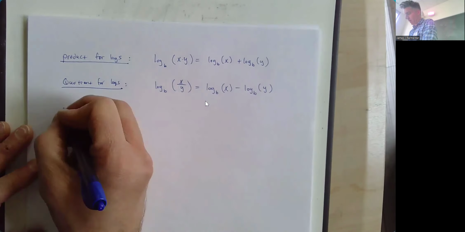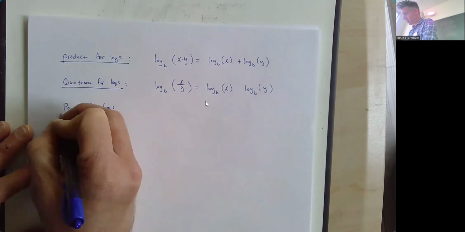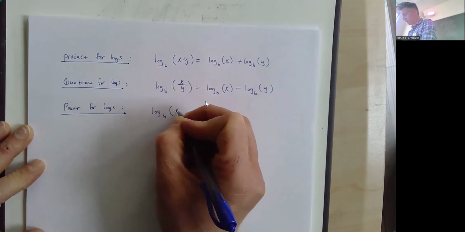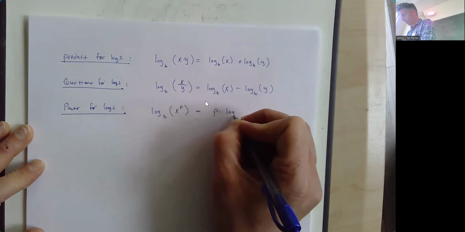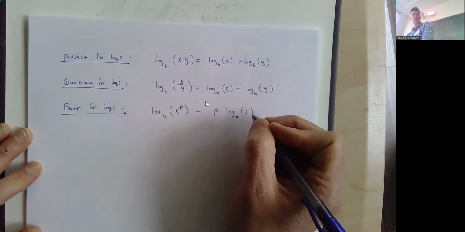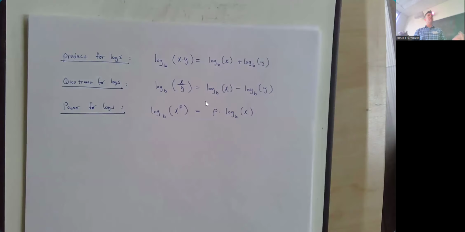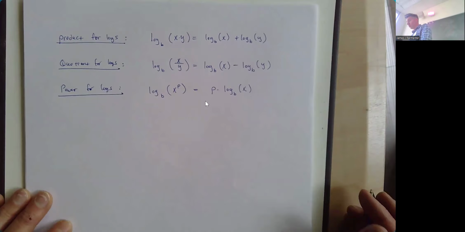And finally, we have a power rule for logs, which says that the log base b of x to a power is equal to that power times the log base b of x. Or as we often say, the power comes down in front. A couple ways to think about this. So here's a couple examples just to help you believe that it's true.